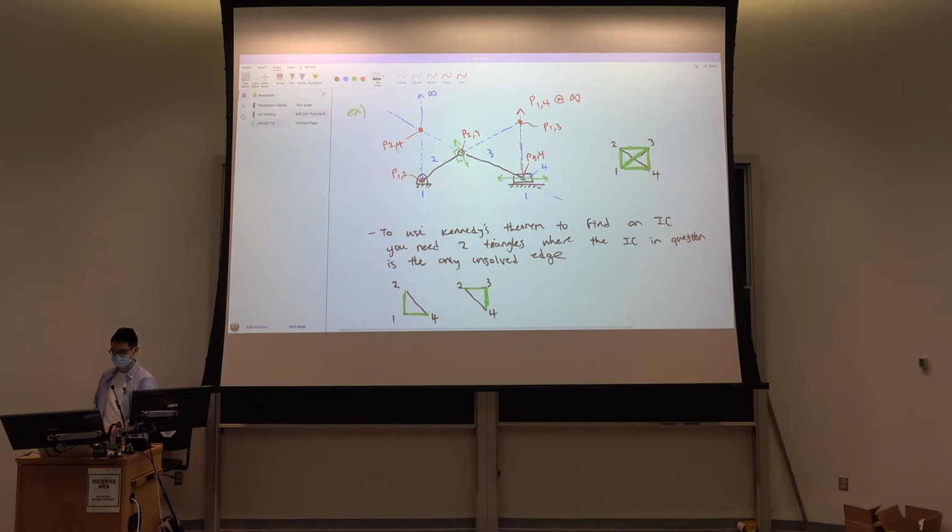Okay, so this is a very powerful technique. Using Kennedy's theorem along with the auxiliary polygon should allow you to find basically any instant center.